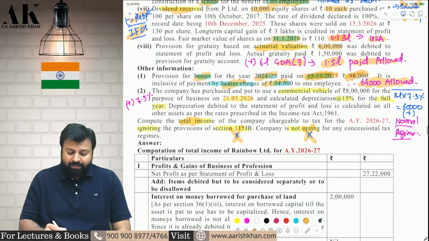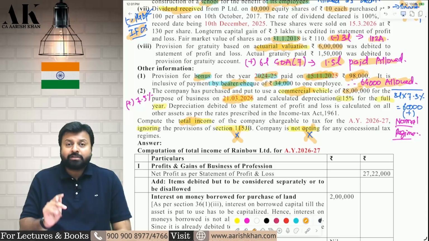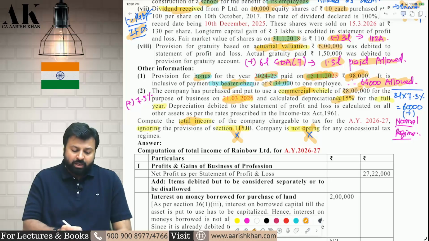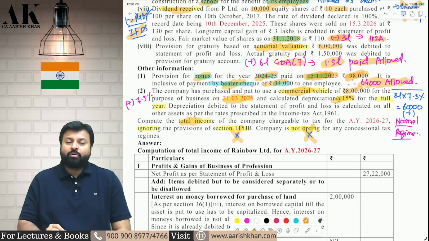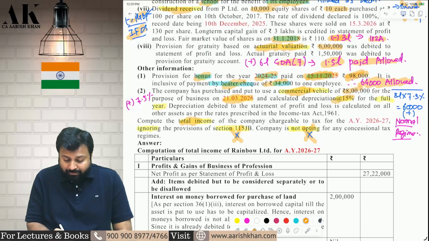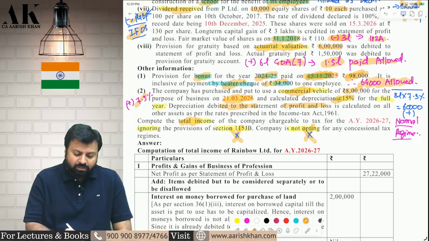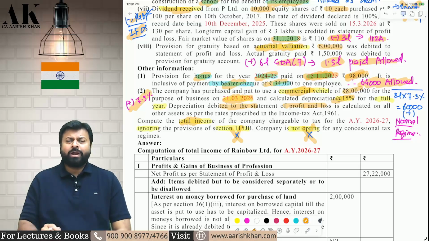Okay. Last but not least, you have purchased some commercial vehicle of 8 lakh rupees on 21st of March 2026 and you have claimed full depreciation of 15%, which is wrong. You cannot claim full depreciation. You can claim only half depreciation, and this is also debited to the statement of P&L. If this would not have been debited, then it would have been a different case, but you have debited that to P&L.